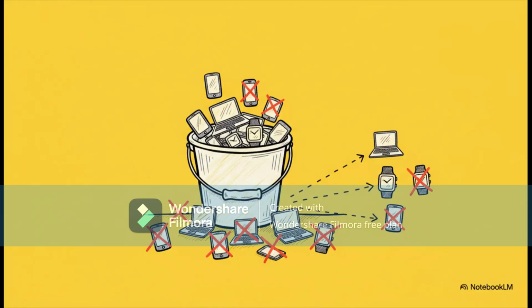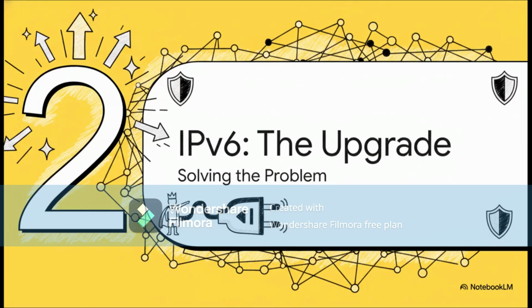So that's the bottom line. With way more phones and smart devices than there were available addresses, the internet was heading for a shutdown. It desperately needed a major upgrade. And that upgrade, kind of the hero of our story, is called IPv6. This was the big solution, and it was designed to fix the problem for good.